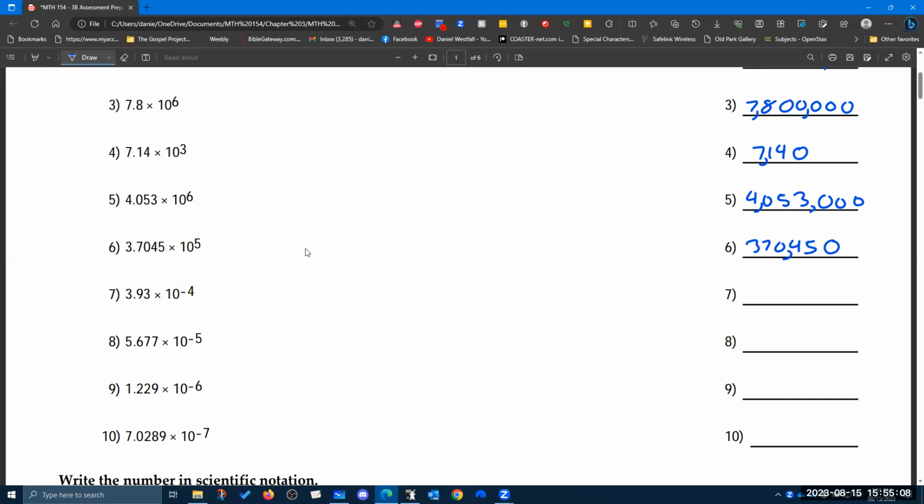Now we're going to move the decimal point 4 to the left from where it's at right now. So there's going to be 0.0000393. If I move this decimal point 5 to the left, 0.1, 2, 3, 4 zeros, 5, 6, 7, 7. If I move it 6 to the left from where it's at now, 0, 1, 2, 3, 4, 5 zeros, 1, 2, 2, 9.